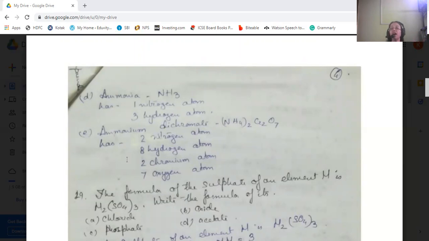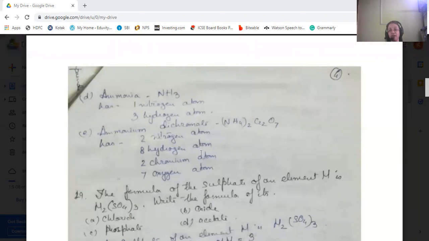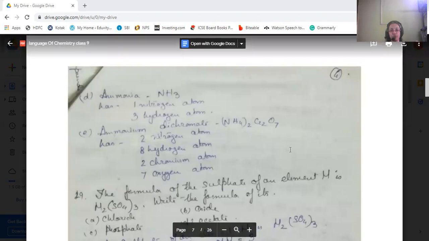Then ammonium dichromate. It is written as (NH4)2Cr2O7. The chemical formula is this, (NH4)2Cr2O7. So 2 nitrogen atoms, and for hydrogen, you can see 4 into 2. We multiply 4 into 2 and that becomes 8 hydrogen atoms, 2 chromium atoms, and 7 oxygen atoms.